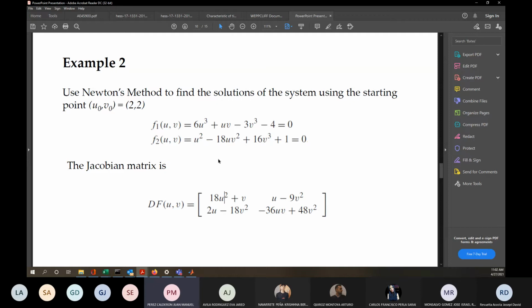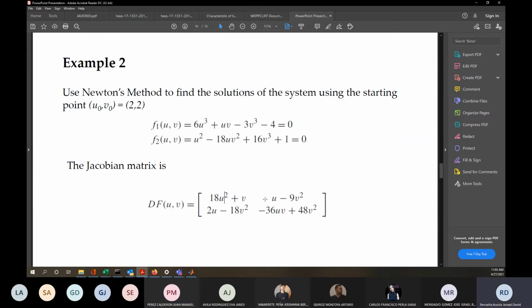Con respecto a U, sería 2U menos 18b al cuadrado, así quedaría. Exactly. So, and then with respect to v, pues sería menos 36 por B más B al cuadrado. Exactly. So now we have the Jacobian. This is the Jacobian.